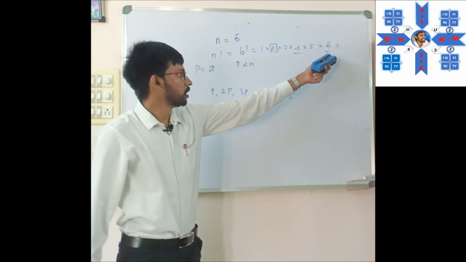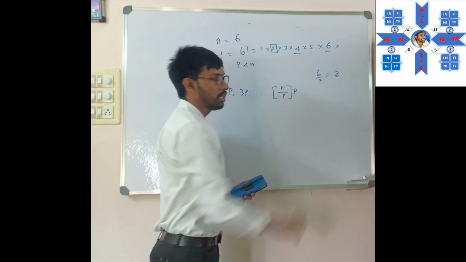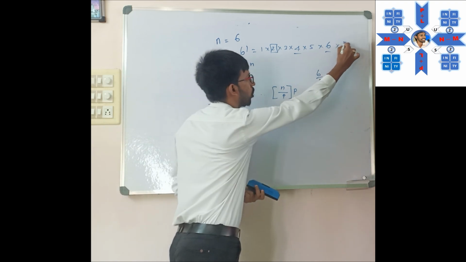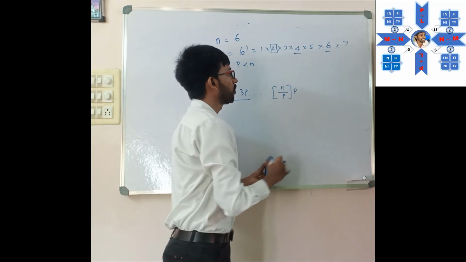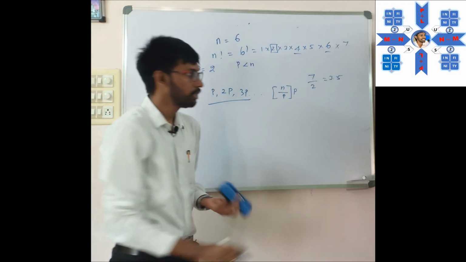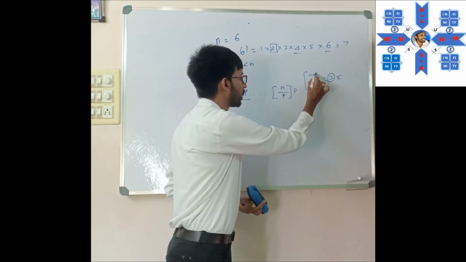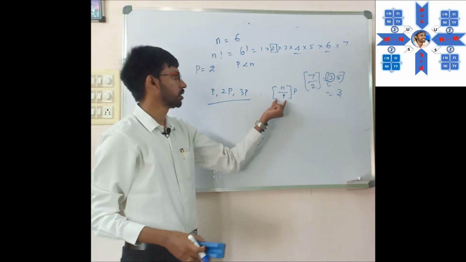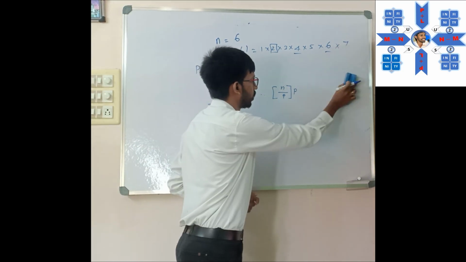So here 6 by 2, I get exactly 3. So I can stop here. If it is not 6, if it is 7 for example, then 7 by 2 will be 3.5. So still I should stop with 3 times. That's why we take the greatest integer function, and write it as the greatest integer function times p.